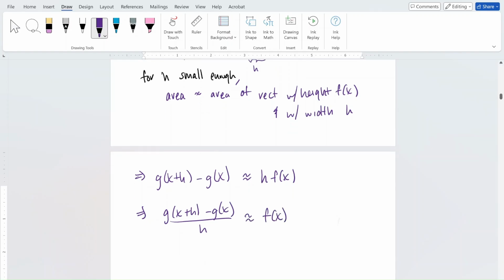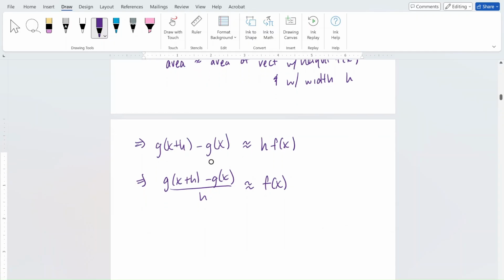And then, if I take the limit as h goes to 0 on both sides of this, that is precisely g prime of x equal to the limit as h goes to 0 of g of x plus h minus g of x divided by h. That's the definition of derivative.